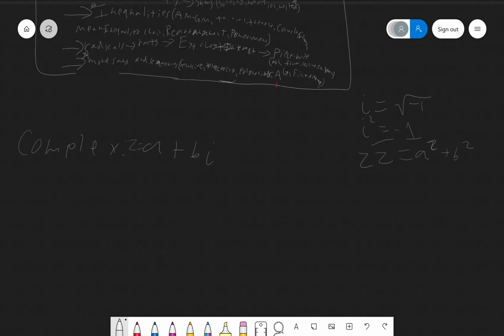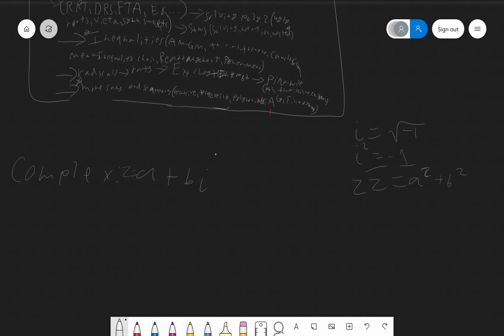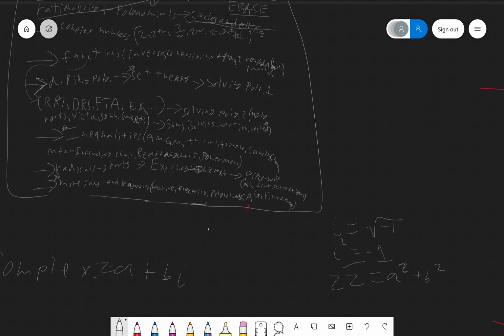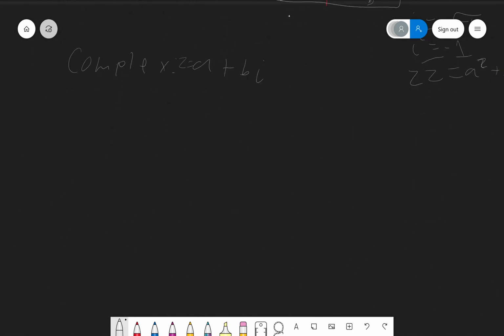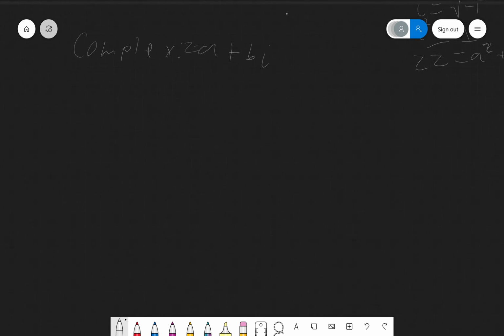So now we're going to talk about what happens when we do some things with it. What if we had something like 4 plus 3i divided by 7 minus 4i? This is kind of like rationalizing the denominator, but instead of rationalizing it, we're just making it real. So how can we make the denominator a real number? Well, we can multiply by 7 plus 4i, right?